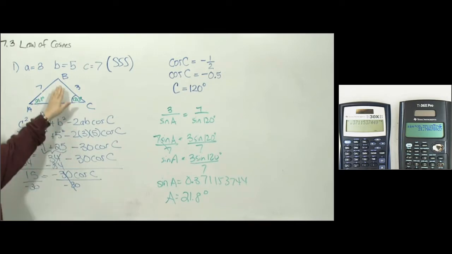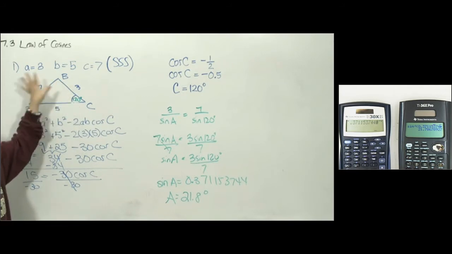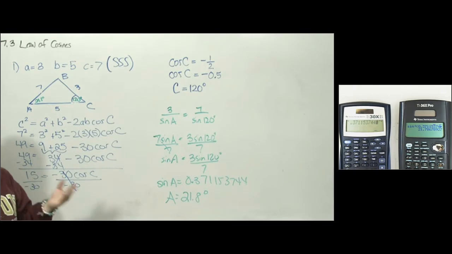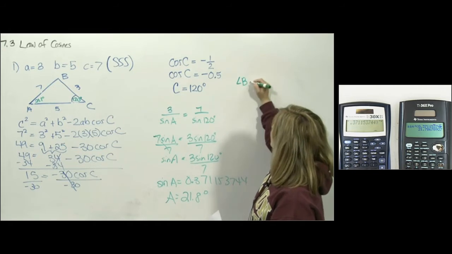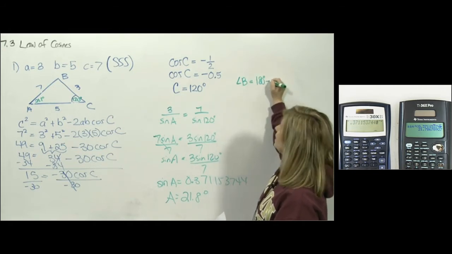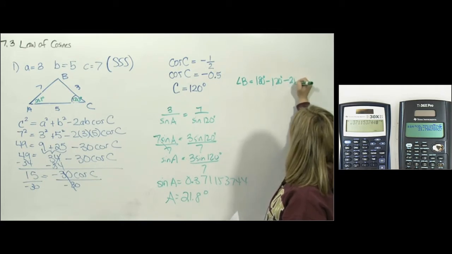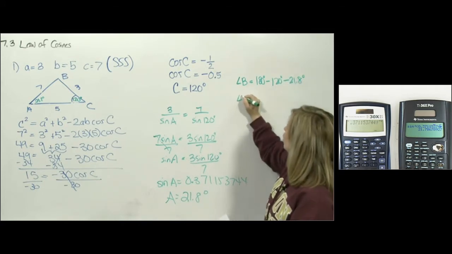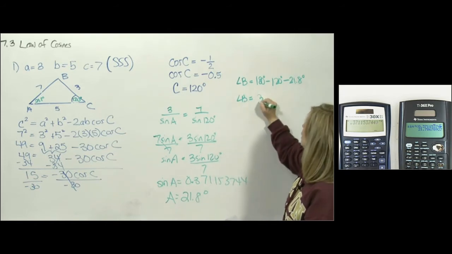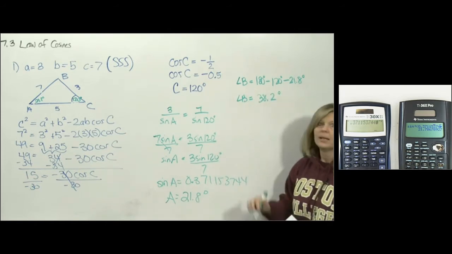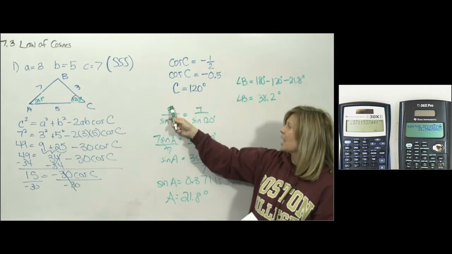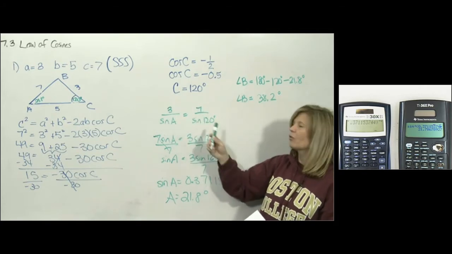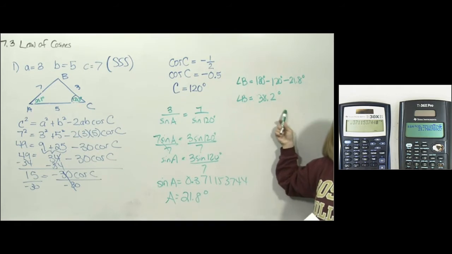So what's left to get? Angle B. And if we know two angles, to get the third angle, we can use good old geometry. We add them up and subtract them from 180. So to get angle B, we know a triangle is 180 degrees, and if we subtract the 120 and we subtract the 21.8 degrees, we know angle B would be 38.2 degrees. Now, you could find angle B by doing law of sines, side B over angle B, side C over angle C, but it's going to give you the same result.